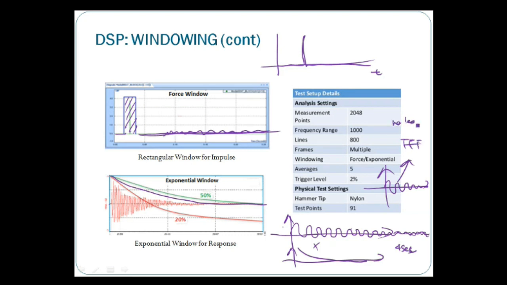But what if I don't want to use an exponential window, what can I do? Anyone? What can I do if I don't want to apply an exponential window for this type of transient signal? I don't want leakage. Can I do that? Anyone? Can we not use Hanning?